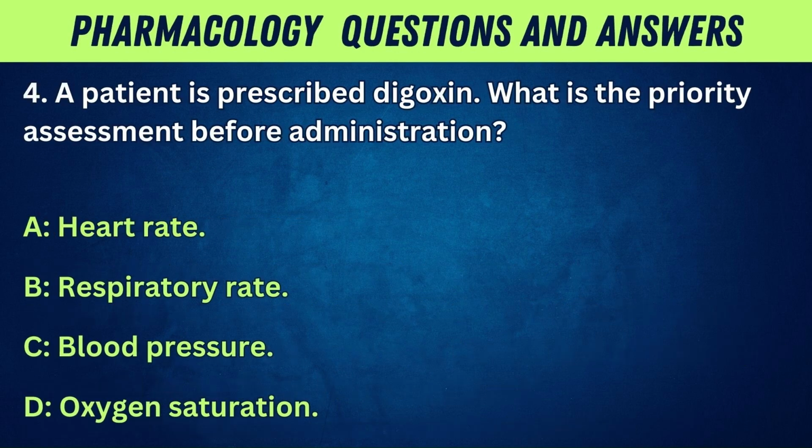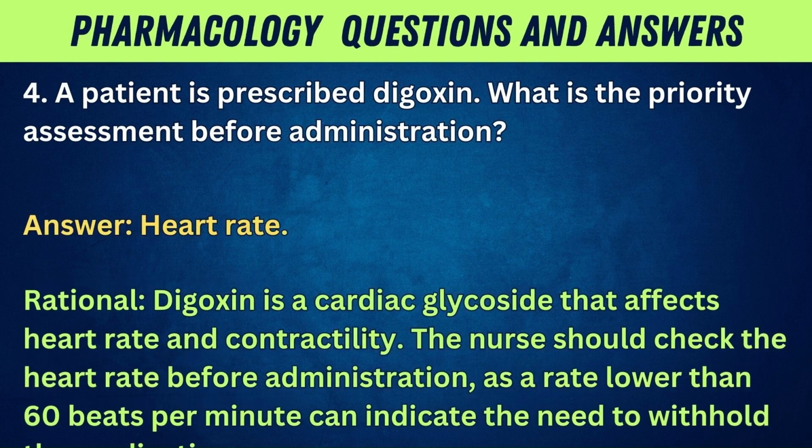4. A patient is prescribed digoxin. What is the priority assessment before administration? A. Heart rate. B. Respiratory rate. C. Blood pressure. D. Oxygen saturation. Answer: heart rate. Rationale: digoxin is a cardiac glycoside that affects heart rate and contractility. The nurse should check the heart rate before administration, as a rate lower than 60 beats per minute can indicate the need to withhold the medication.